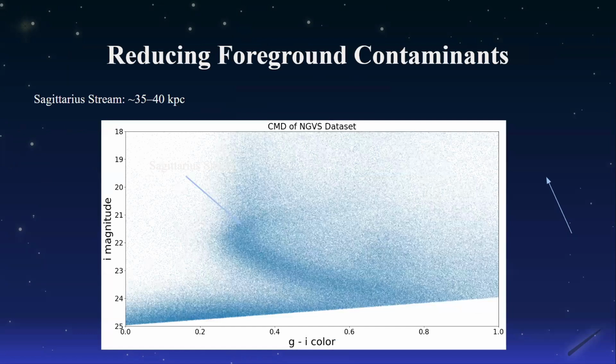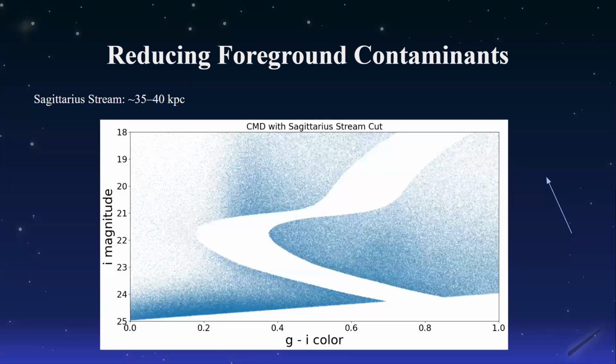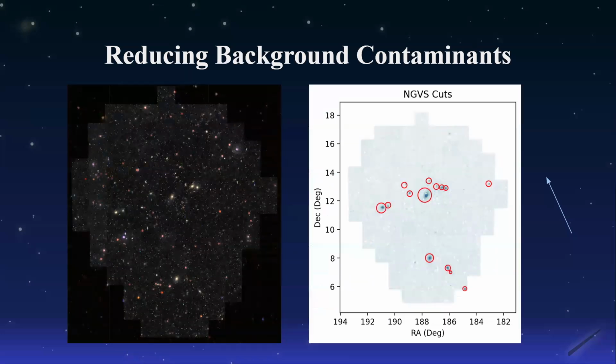This is another CMD, and you can see the Sagittarius stream. Because the Sagittarius stream is relatively close to us, we decided to cut this out so that we can see the background stars better. And so now our CMD looks like this. Now let's talk about reducing the background contaminants. As you can see, this is a side-by-side view of the NGVS survey, and the bright spots on the visible wavelength spectrum correspond to the red circles you see on the right side.